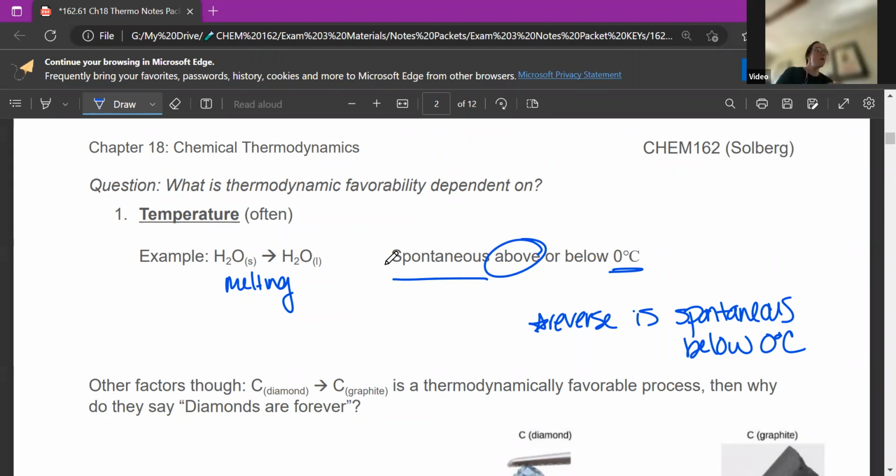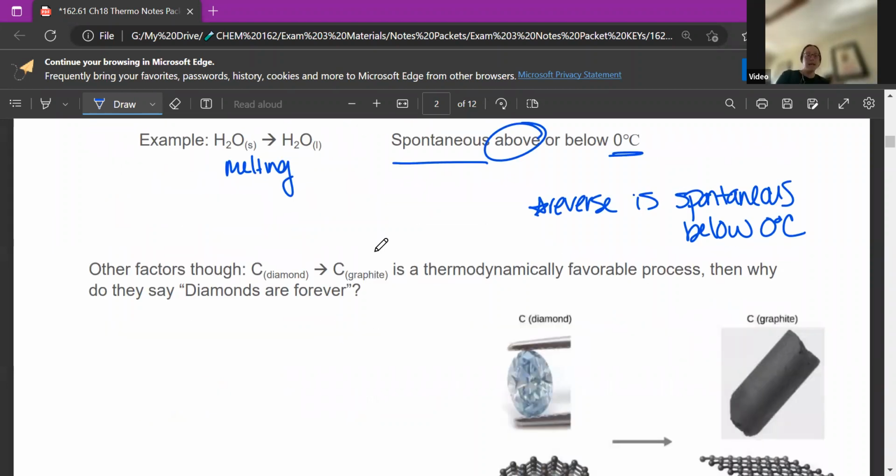Okay, so there are other factors that play in though. Okay, so I'm going to talk about diamond and graphite here for a second.